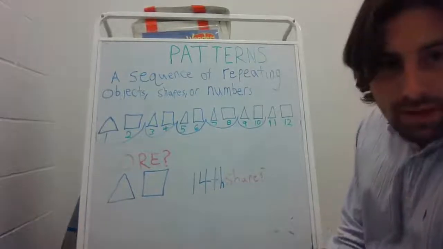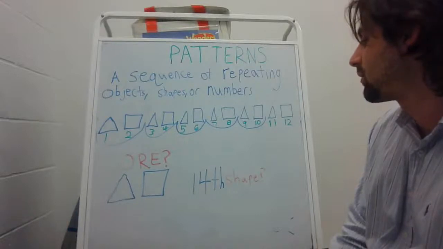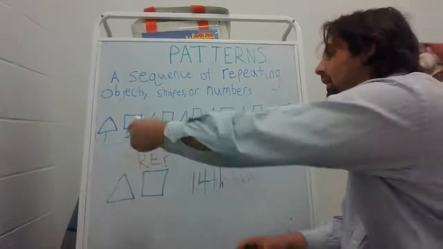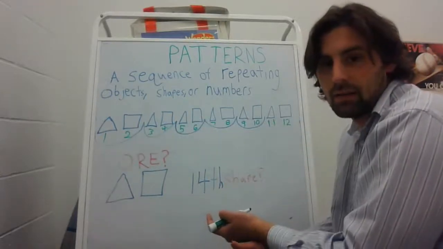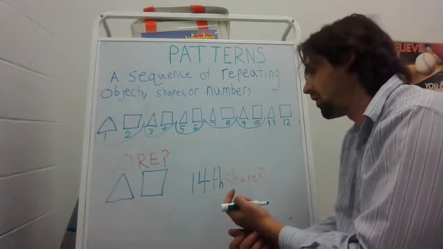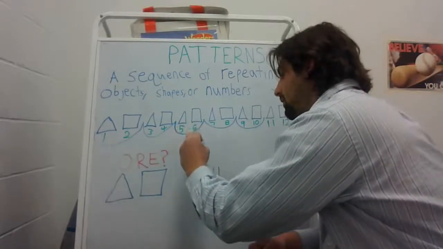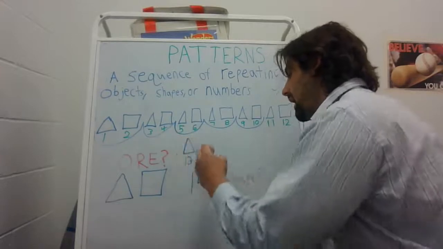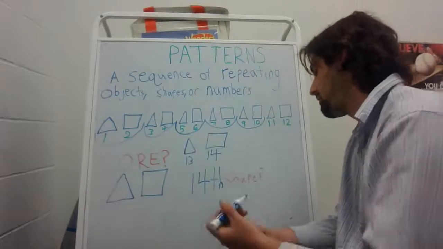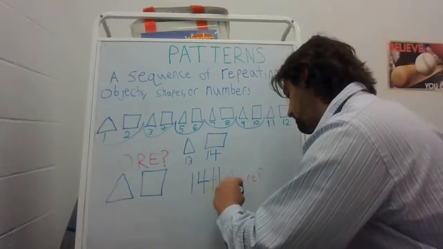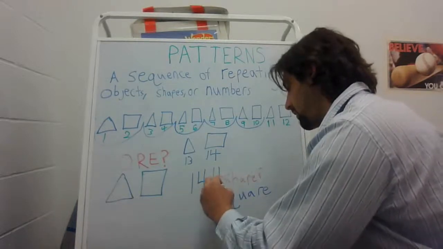So now what shape is going to be next in the pattern? What's the 13th shape going to be? Once we figure out the 13th, we'll figure out the 14th. If we were to keep going, after we see a triangle and a square, the pattern restarts. It always restarts with another triangle. So if I were to keep going, triangle would be my 13th shape, and a square would be my 14th shape. So the 14th shape in the pattern is a square. Draw an arrow up here to the 14th.